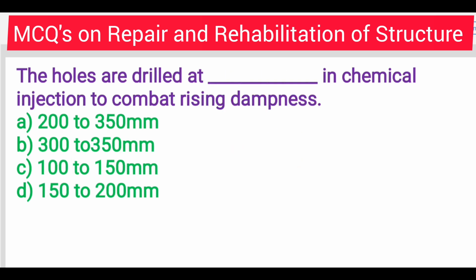Next question, the holes are drilled at dash in chemical injection to combat rising dampness. Option A, 200 to 350 mm. Option B, 300 to 350 mm. Option C, 100 to 150 mm. Option D, 150 to 200 mm. So the correct answer is option C, 100 to 150 mm.